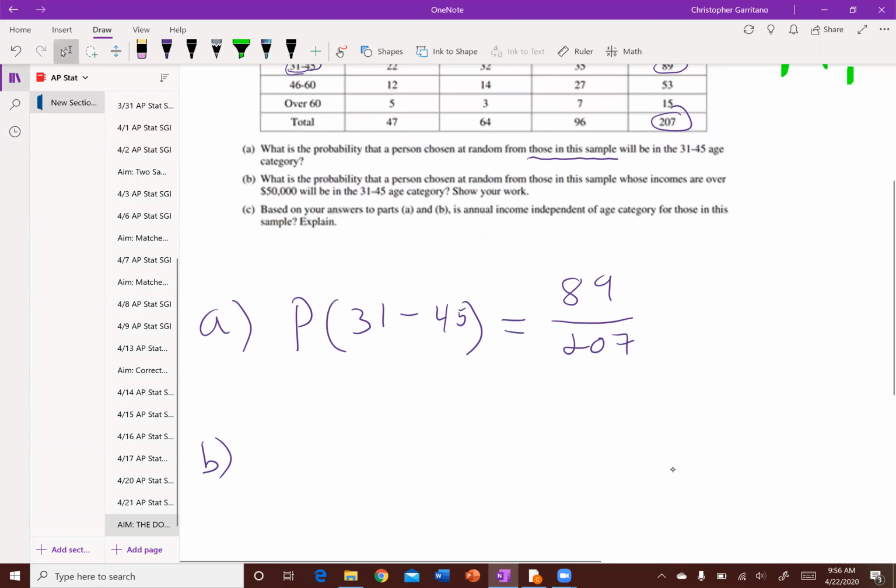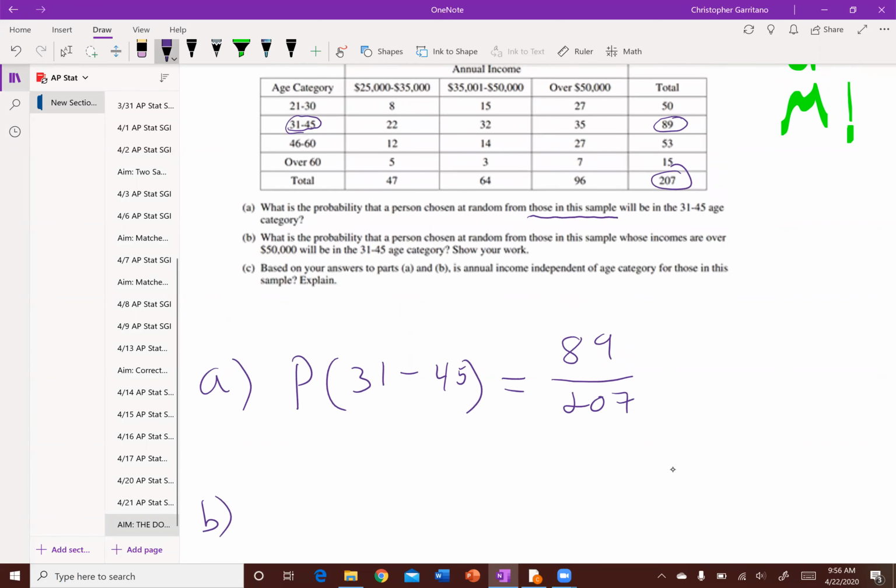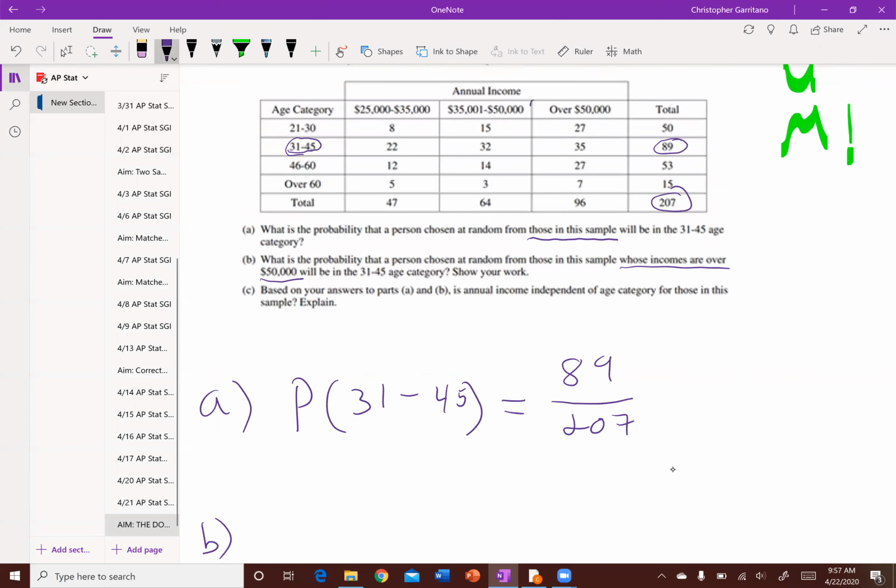What is the probability that a person chosen at random from those in this sample whose incomes are over $50,000 will be in the 31 to 45 age category? Show your work. Okay, so now reading through this question, notice that they're not referring to the entire sample. They're referring to choosing someone at random from those in this sample whose incomes are over 50,000. So immediately, we have to draw our attention to only those people whose incomes are over 50,000. So there's only 96 of them.